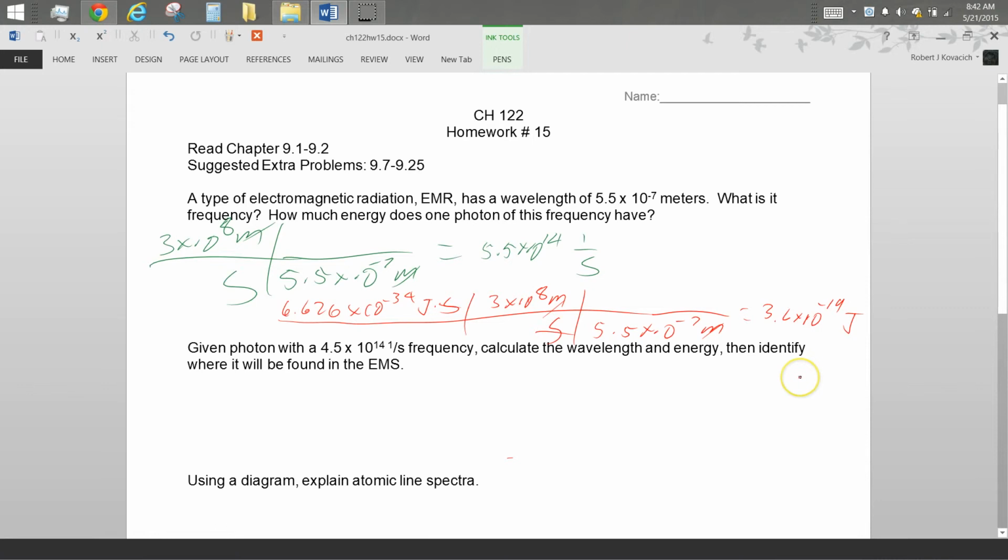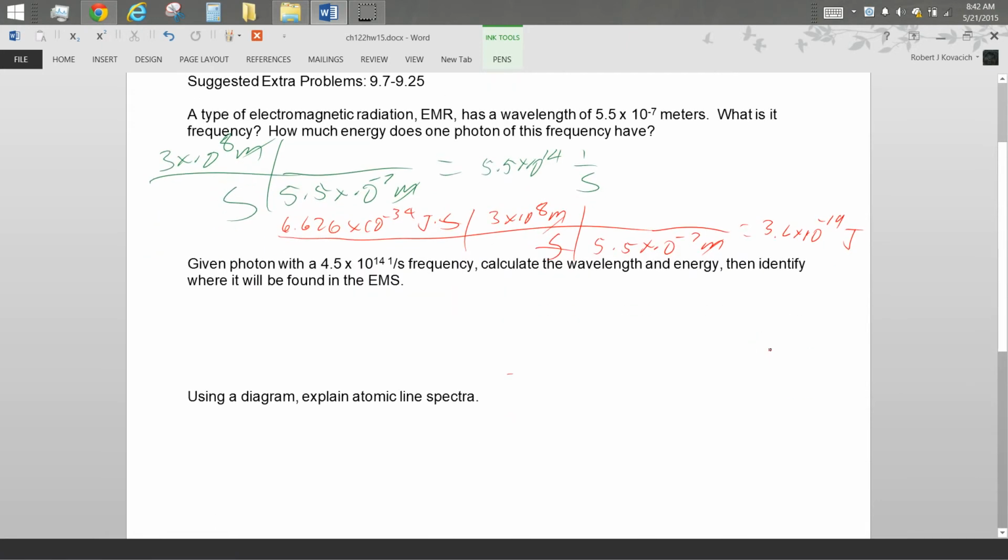So we have a frequency, we want a wavelength, energy, and we want to figure out where it's found in the spectrum. So I'm going to start with, what am I doing here? I need a wavelength. So I'm going to start with 3 times 10 to the 8th meters per second, and then I'm going to put 4.5 times 10 to the 14th seconds, and then I'll calculate out 3.8 divided by 4.5e. So I got 6.7 times 10 to the negative 7th meters.